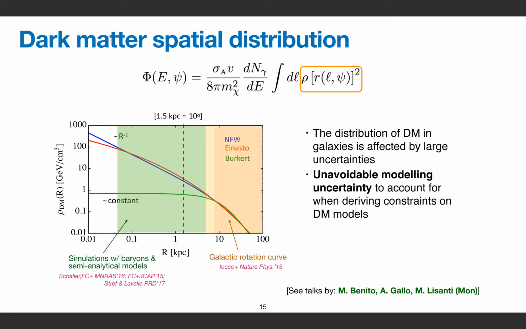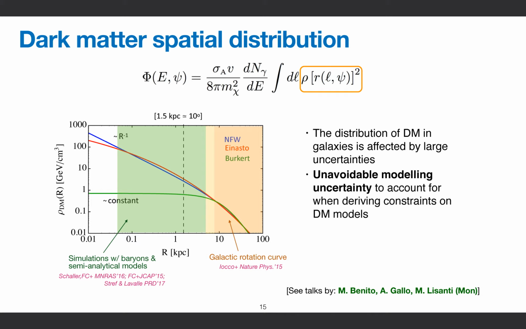I just give an example of what we expect for the dark matter density as a function of distance from the galactic center, from typical dark matter profiles that have been proposed in the literature, motivated either by simulations of galaxy formation or by observation of the galactic rotation curves. And in particular, there are two regimes.